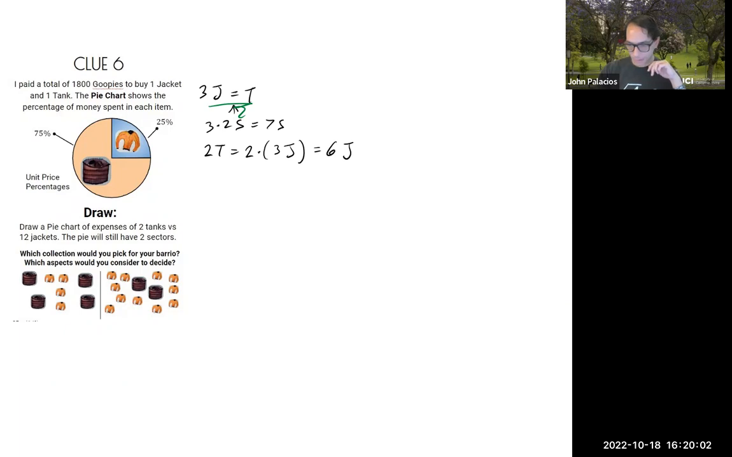This could also be written as, yes, this will probably be helpful. This can be written as 1/2 of 12 jackets, because we are interested in the price of 2 tanks to 12 jackets. We have 6 jackets. How do we get 12 jackets? Well, 1/2 of 12 is 6, so we can write this. And so now we have that the price of 2 tanks is equal to 1/2 the price of 12 jackets.